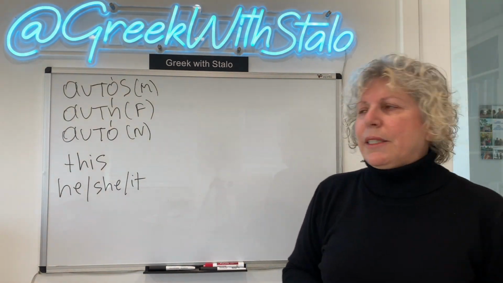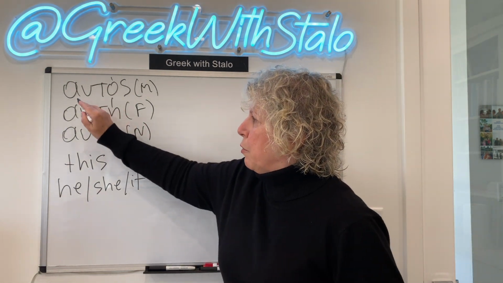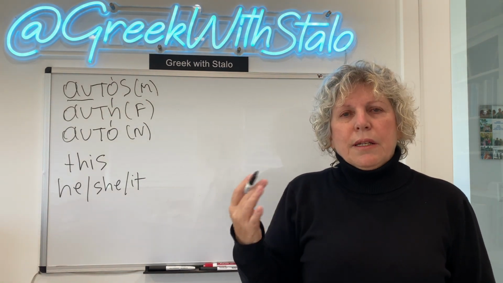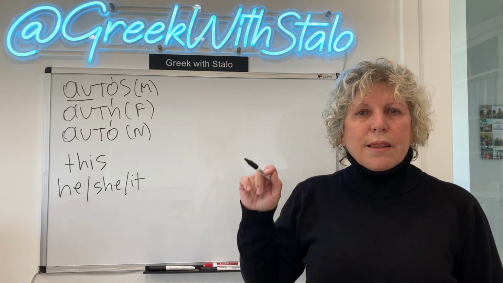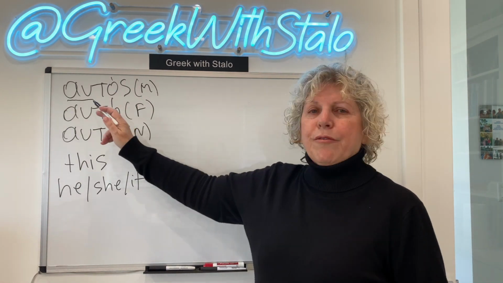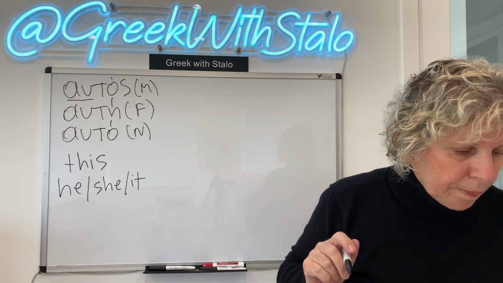Now let's look at some examples. By the way, we will talk about this vowel combination, the alpha with the upsilon, in a later class. So today just know that in this case it's pronounced "af": aftos, αυτή, αυτό. Okay, let's look at some examples.